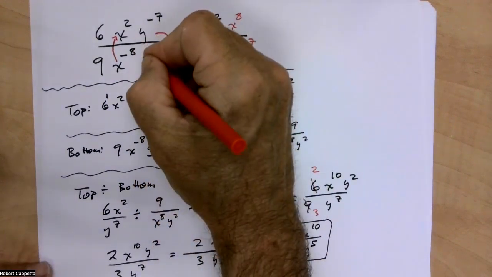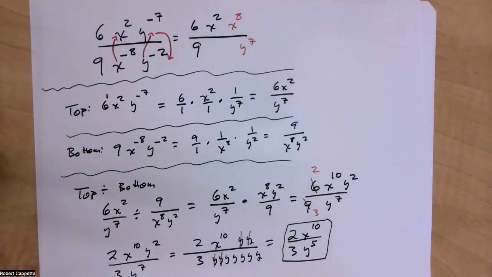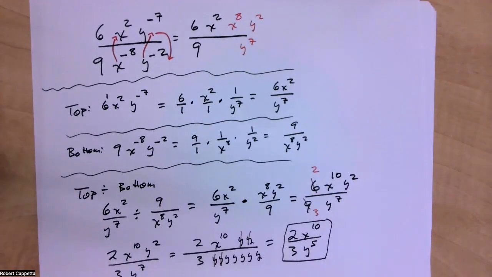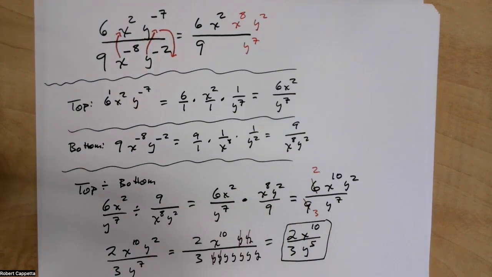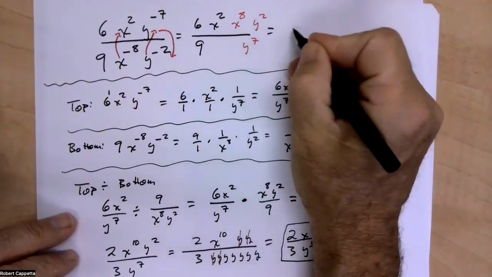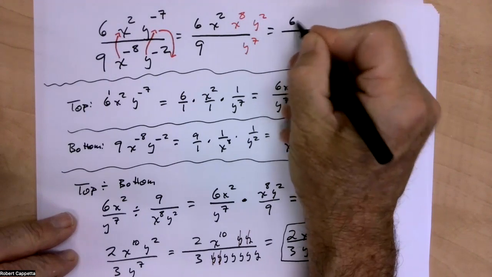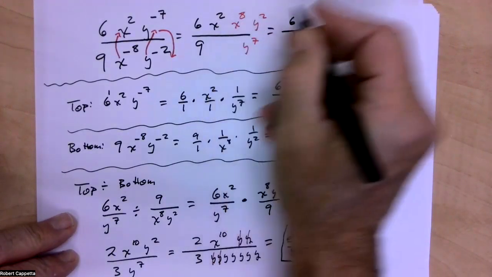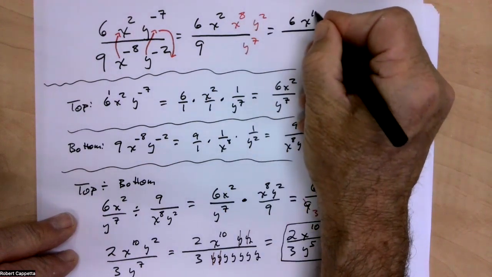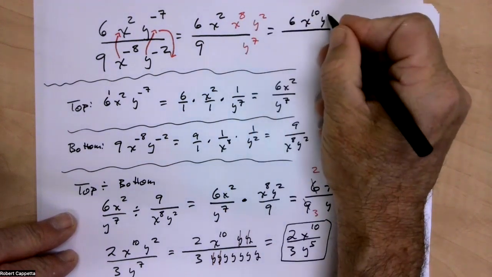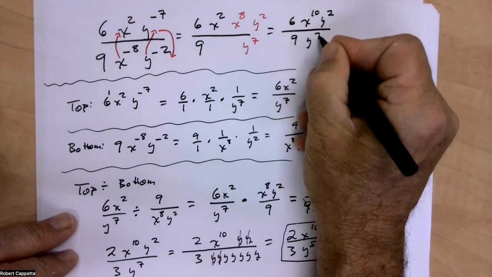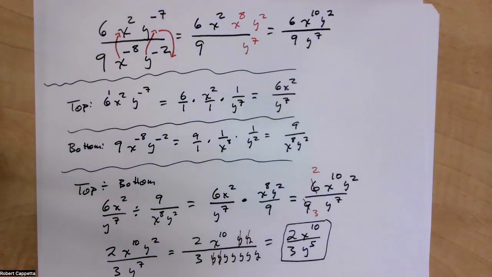y to the negative 2 has to move up. When it moves up, what does it become? It becomes y to the 2nd. So now where are we? Now we have 6 x to the 2nd times x to the 8th, x to the 10th, y to the 2nd over 9y to the 7th.